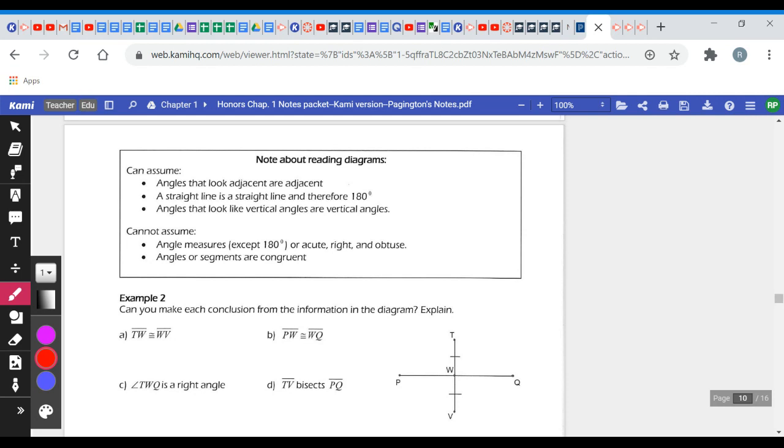And angles or segments are congruent. Just because two segments or angles look congruent, we cannot assume that. We have to have markings on there or measurements on there or something to help us know that for sure.